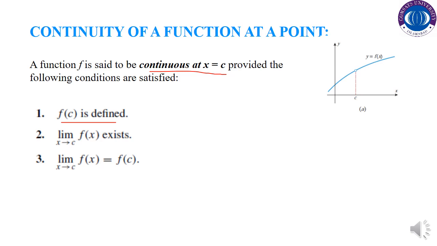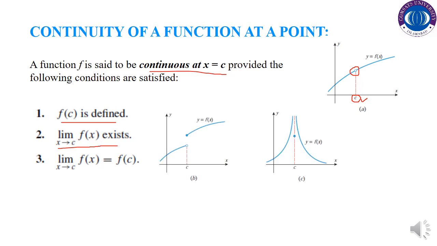Now look at this graph. This graph is discontinuous because at point c the value of the function is undefined. So for the continuity at a point, the value of the function at that point must be defined. The second condition is the limit as x approaches c of f of x exists. In these two graphs, the limit does not exist at point c, and these two graphs are discontinuous graphs.